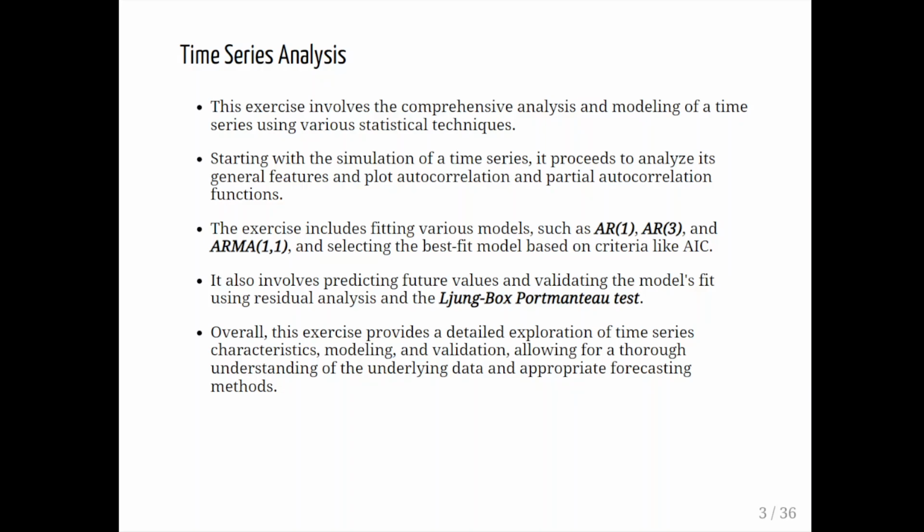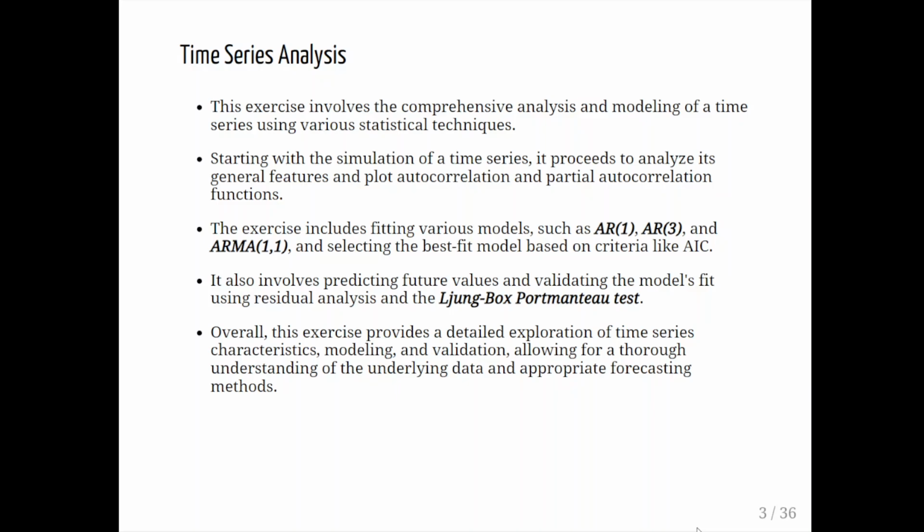Okay, in this presentation we're going to continue on with an exercise based on what we have here. So this is the second part of this exercise. We've simulated a data set, and what we've done is fitted three models to that data: an AR1 model, an AR3 model, and an ARMA11 model. And we've selected the best fit of those three models, which is AR3. And essentially we're going to pick up from there.